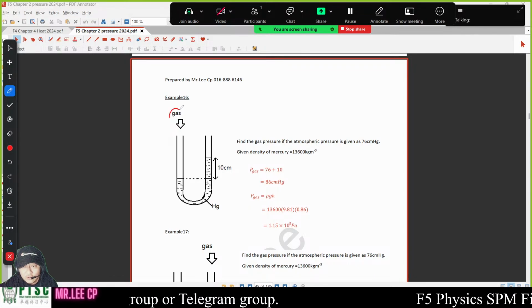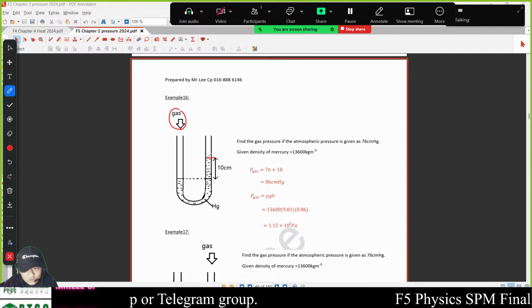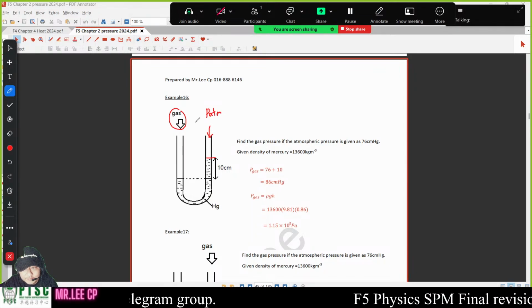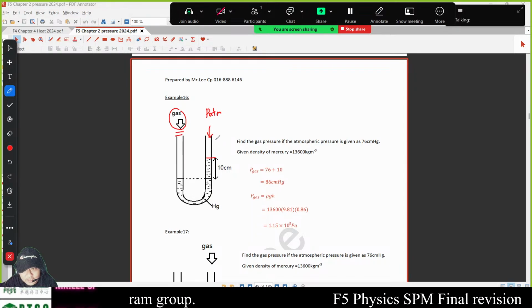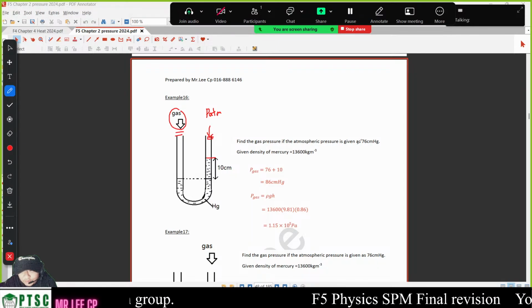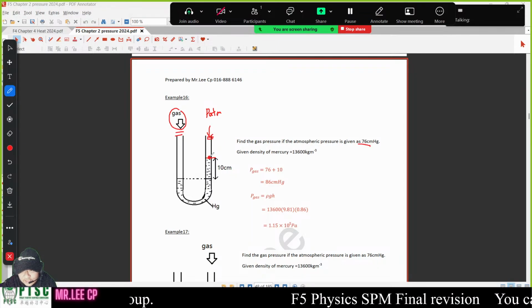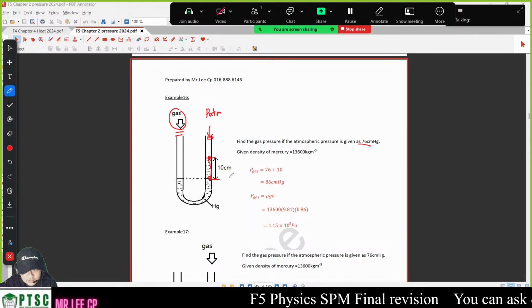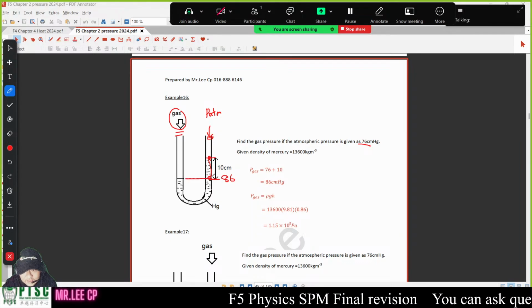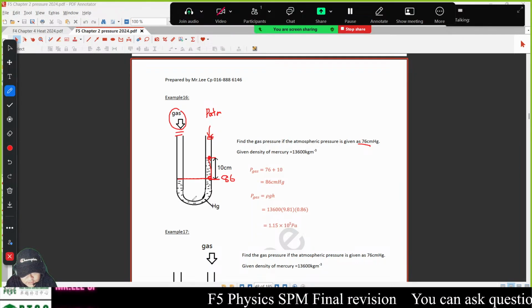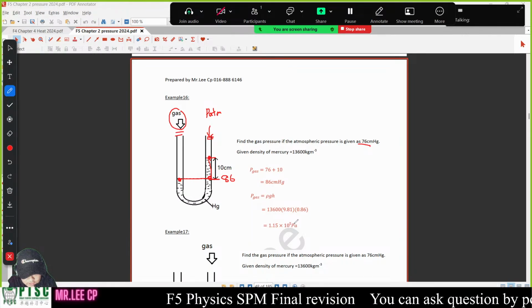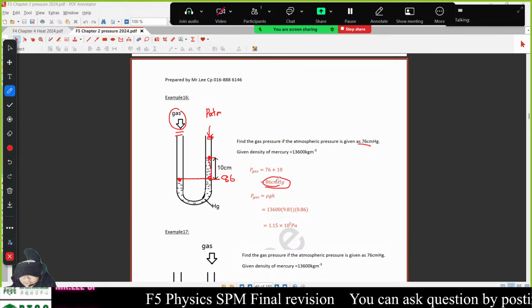So always start from where there is no gas. Here, this is PATM. What is the pressure of the gas? I don't know. What is the atmospheric pressure? They will give you 76. Here it is 76. Going down, it increases, so here it is 86. Same level, same liquid, so here the pressure is 86.